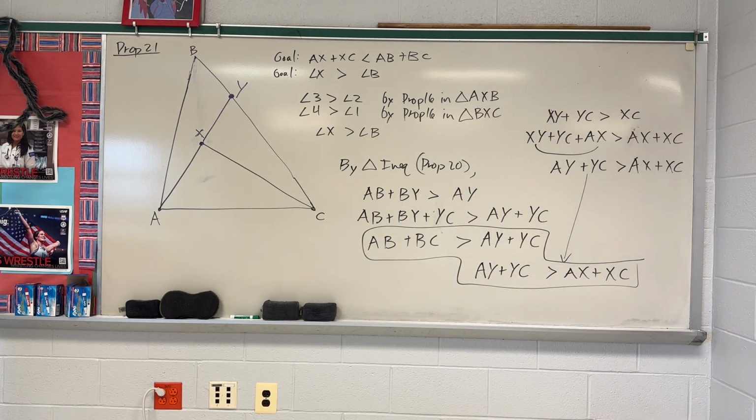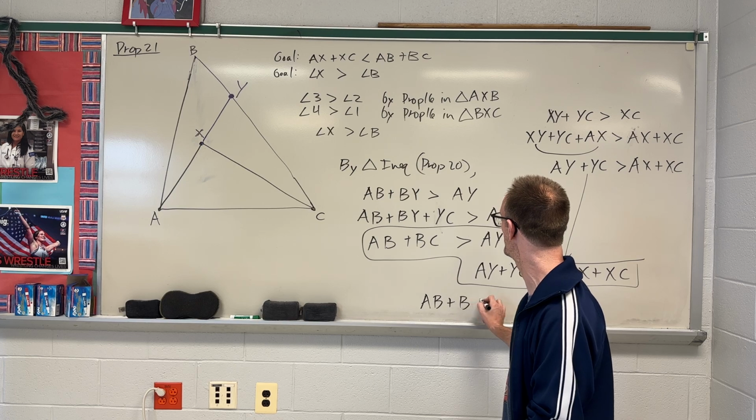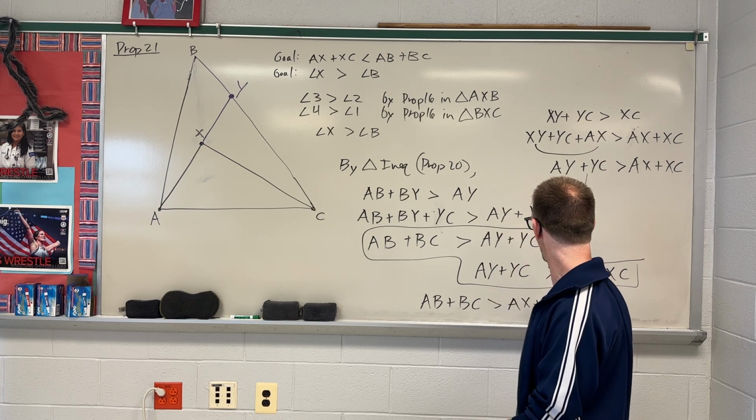That's so hard. It's so elegant once you know what you're doing. And indeed we conclude that AB plus BC is greater than AX plus XC.